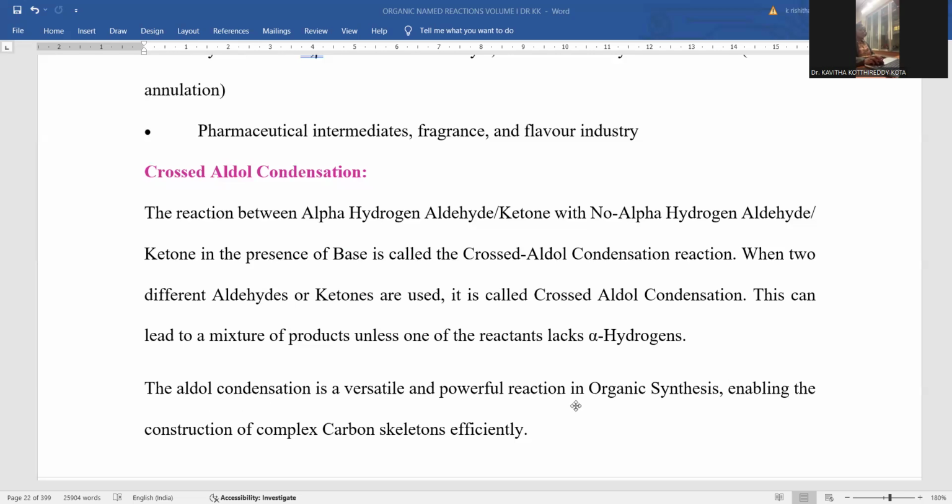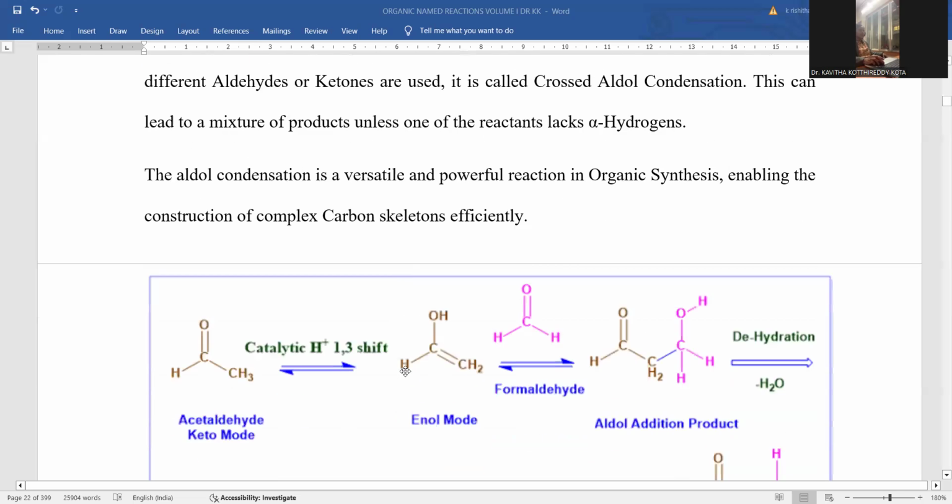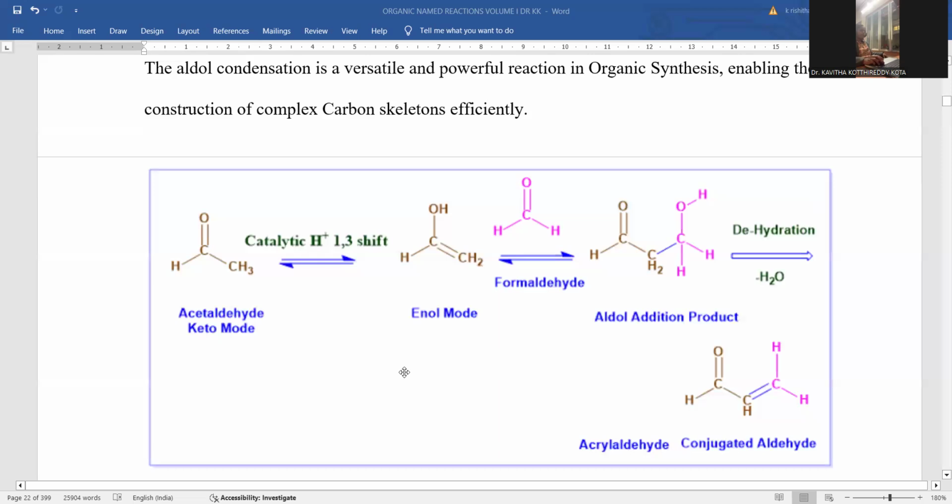Aldol condensation is versatile, powerful in organic synthesis, enabling complex carbon skeletons in terms of pharmaceuticals, in terms of materials, in terms of biological things as well. Right. If you want to know about the crossed aldol condensation, unsymmetrical condensation, one is the acetaldehyde to be taken. This is 1 mole of acetaldehyde. Enolation you can notice, so that enol mode is generated. This is supposed to be treated with another aldehyde, not exactly the same.